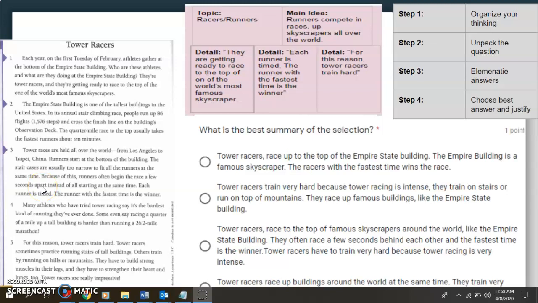Today we're going to go over question number 5 from our exit ticket on Monday. So the first thing that we're going to do is look at step 1. It says organize our thinking. When we organize our thinking, that means we're looking for a graphic organizer that best fits what we are doing this week. So this week we're doing main idea, details, and summary.